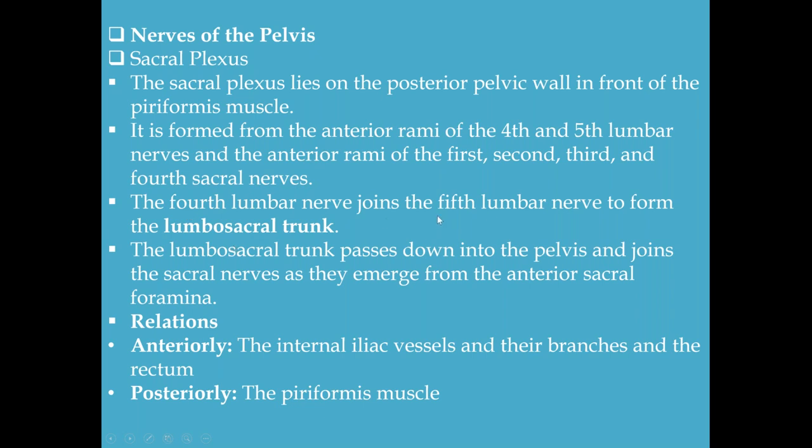The fourth lumbar nerve joins the fifth lumbar nerve to form the lumbosacral trunk, and the lumbosacral trunk passes down into the pelvis and joins the sacral nerves as they emerge from the anterior sacral foramina. So what is the relation? Anteriorly, the internal iliac vessels and their branches and the rectum, and posteriorly, the piriformis muscle.